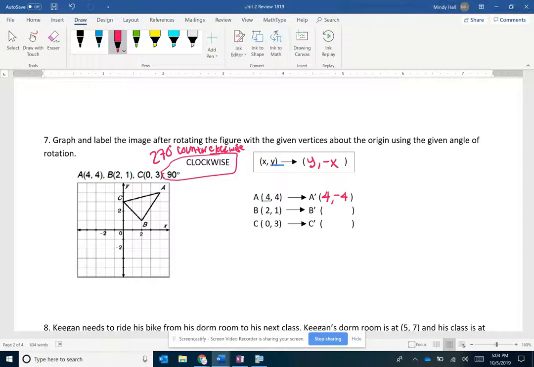So (4, negative 4). Then B prime, since it's at (2, 1), the y value 1 comes to the front, and the x value 2 comes to the back, and it changes its sign to a negative 2. So you get (1, negative 2). And then with C prime, we again bring the y value to be the x value, and 0, it doesn't matter if it's 0 or negative 0 because it's still a 0. So then when you plot this, (4, negative 4), B prime is at (1, negative 2), and C prime is at (3, 0).